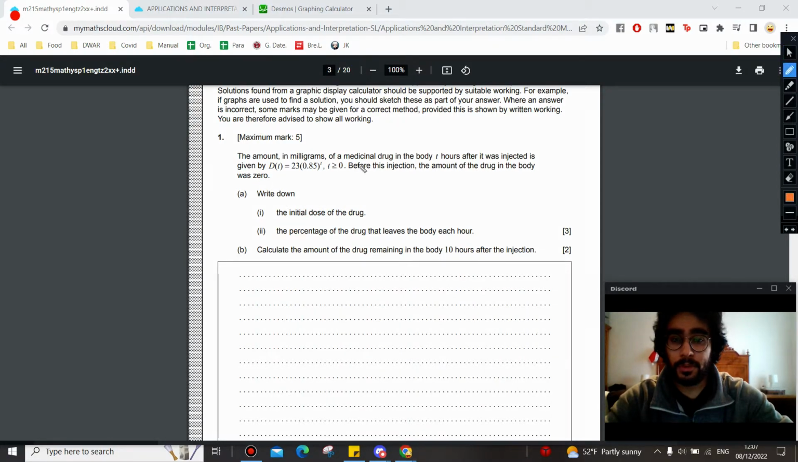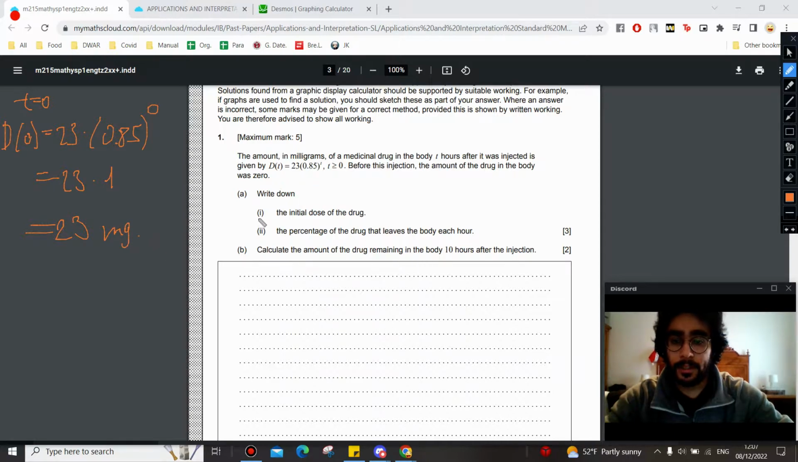Well, the initial dose means when your t is equal to 0, because before everything else it was 0. So when you have t equals 0, because that's the initial case, you have to check t equals 0. So D(0) will be equal to 23 times 0.85 to the power of 0. This will be equal to 23 times 1, because anything to the power of 0 is 1, and that will be equal to 23. And of course this is in milligrams, as it says, so you can write milligrams.